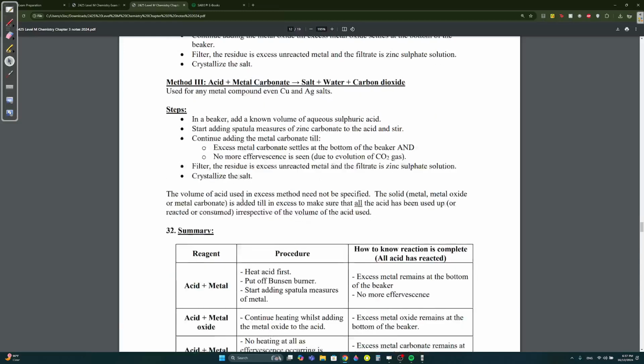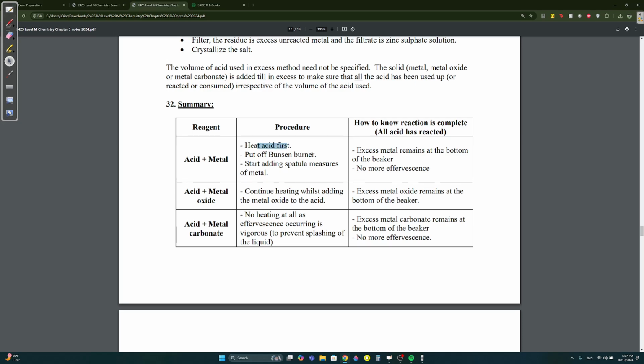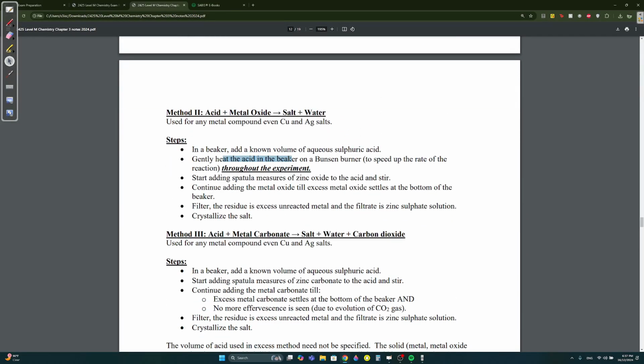Actually, no, I'll read them. Okay, acid plus metal oxide, you get salt and water. For this one, you continue heating whilst adding the metal oxide. The acid and metal, you heat the acid, then you turn it off. This acid plus metal oxide, you continue heating as you're adding. So in a beaker, add a known volume, gently heat the acid throughout the experiment. And she put it in bold, italic, underline, because she's basically telling you, focus up, I'm going to get this question in the exam. Start adding spatula measures of zinc oxide to the acid and stir.